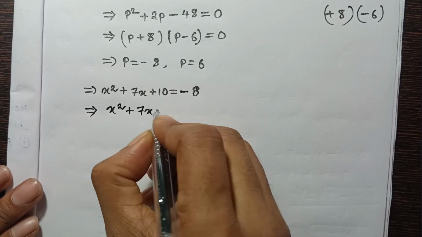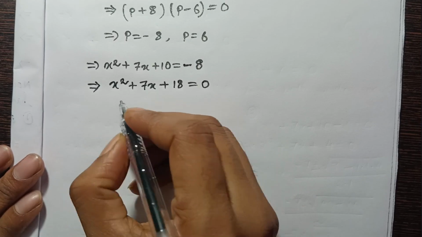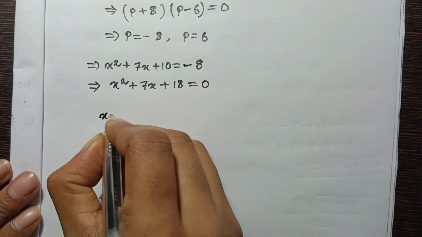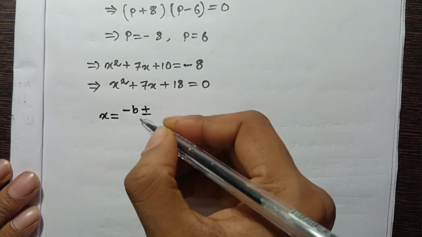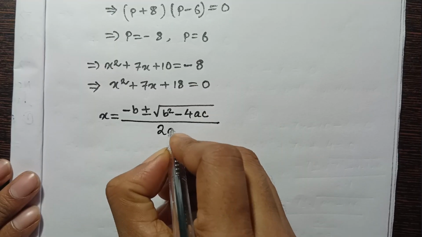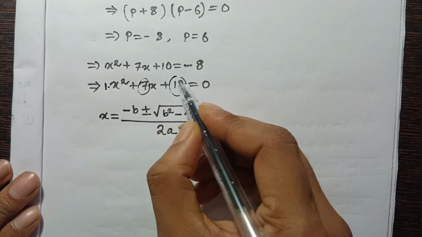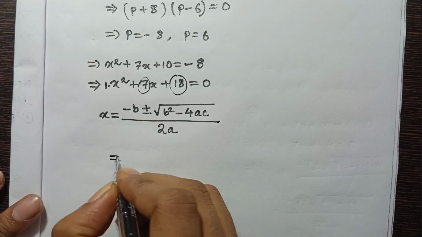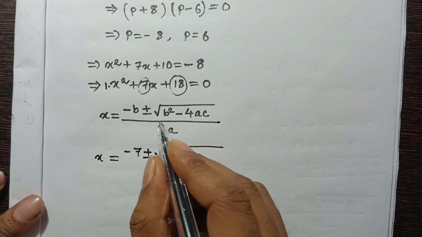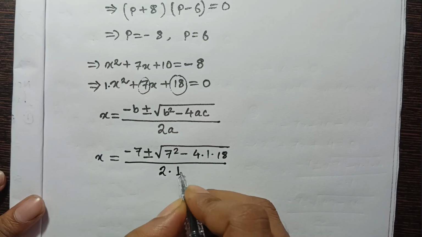X squared plus 7x plus 18 equals 0. This is a new quadratic equation, and we need the quadratic formula to solve it because it won't factor nicely. The formula is x equals -b plus or minus the square root of b squared minus 4ac, all divided by 2a. In this equation, a is 1, b is 7, and c is 18. Plugging the numbers in, x equals -7 plus or minus the square root of 7 squared minus 4 times 1 times 18, all over 2 times 1.